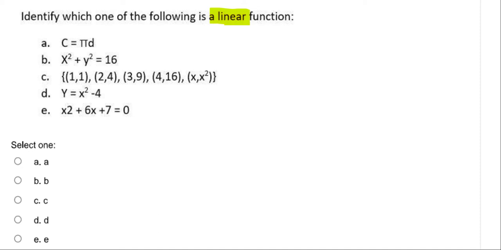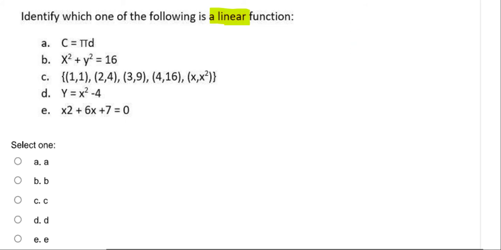All right, we're on the third video for the Unit 5 assignment, Math 10C. Identify which one of the following is a linear function. So this is a function on the graph that is drawn as a straight line. Whatever that straight line is, as long as it's not a vertical line, it's a linear function.